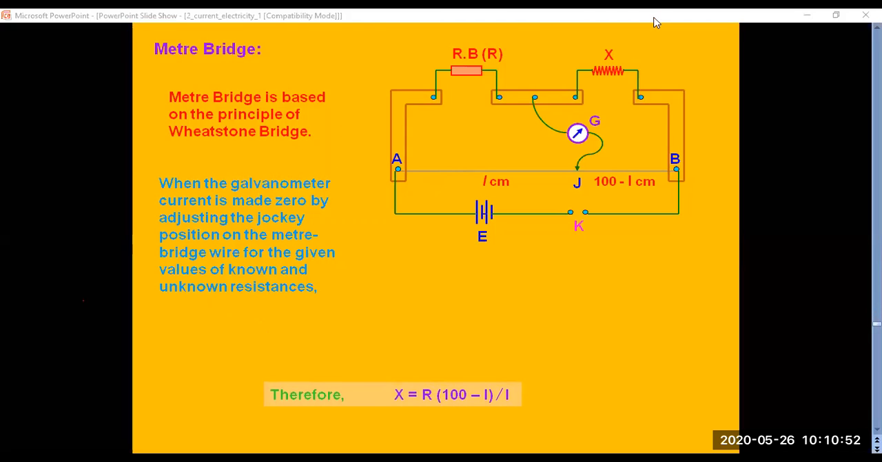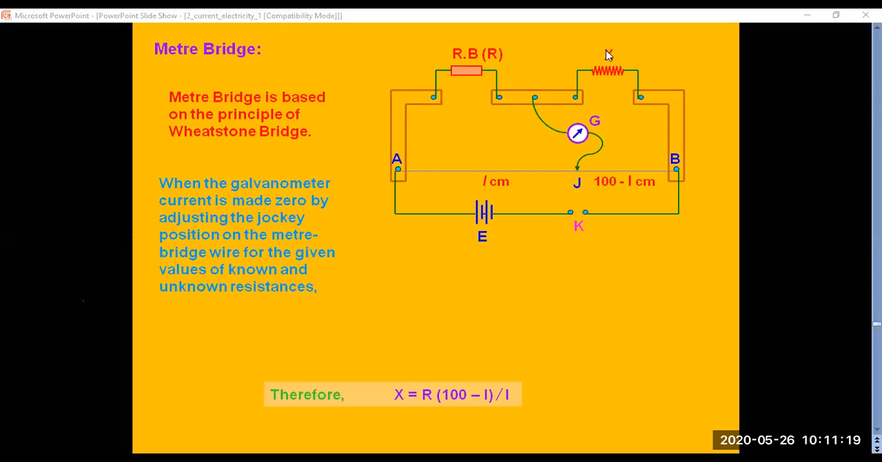So how to get the value here? X is the unknown resistance, R is the resistance that you take. So your formula will be X is equal to R into (100 minus l) divided by l. You can use this formula, or there's one more formula, X is equal to S into l divided by (100 minus l). You can use that formula also and find out the value for X.